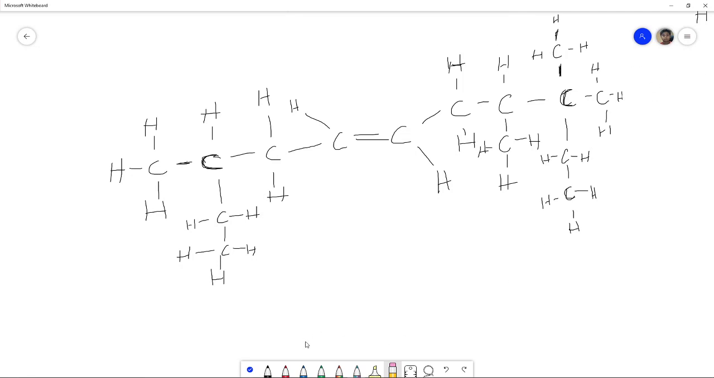Okay, so first thing we always do is count the number of carbons in a continuous chain. There are actually many possibilities, but we have this continuous chain where you can see right here 1, 2, 3, 4, 5, 6, 7, 8, 9, or we have 1, 2, 3, 4, 5, 6, 7, 8, 9, or we have 1, 2, 3, 4, 5, 6, 7, 8, 9, 10.